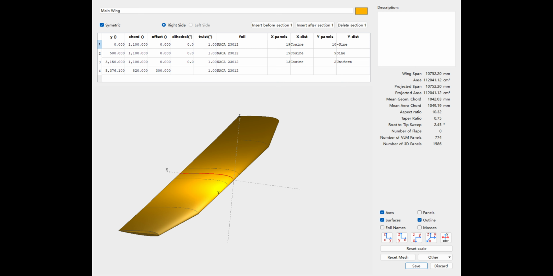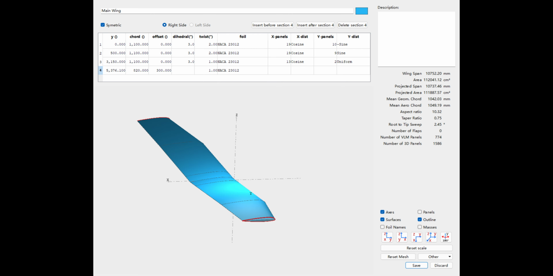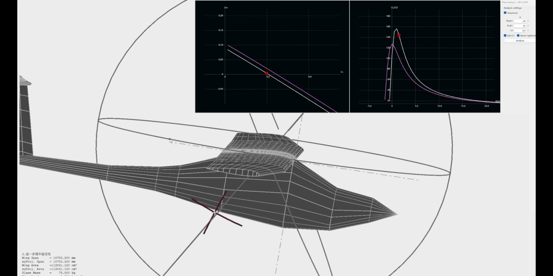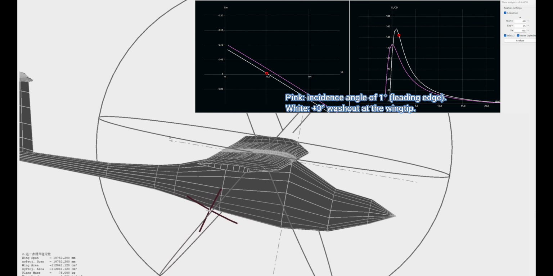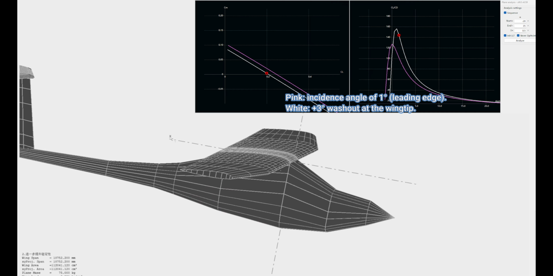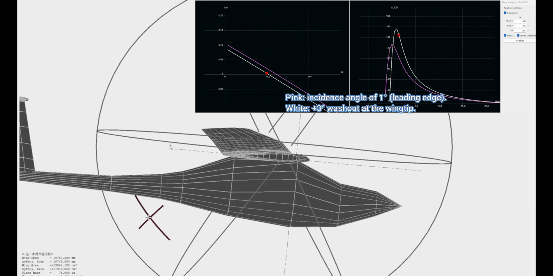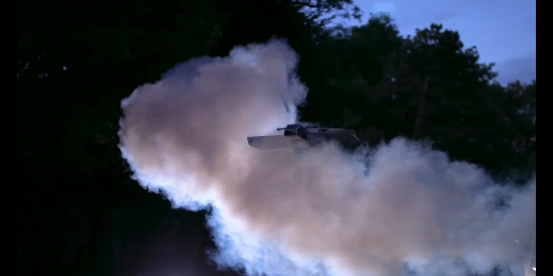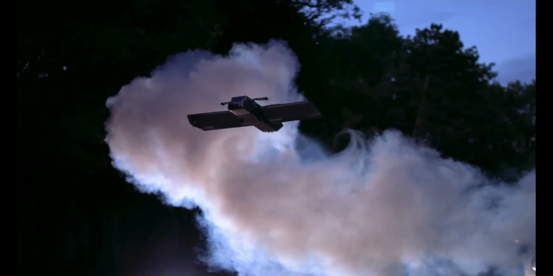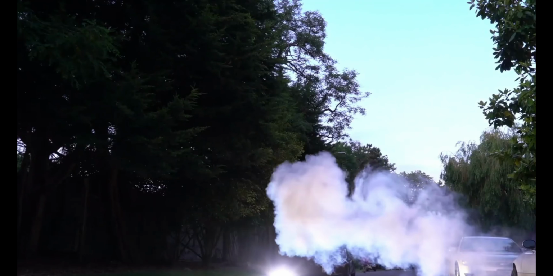From the calculations and tests, I applied a 3-degree washout at the wingtips, meaning the angle of attack at the tip is 3 degrees smaller than at the root. This washout reduces the risk of tip stall at high angles of attack while also weakening wingtip vortices, reducing induced drag, and improving the lift-to-drag ratio.